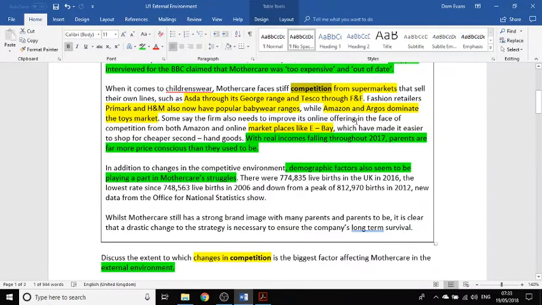Some say the firm also needs to improve its online offering in the face of competition from both Amazon and online marketplaces like eBay, which have made it easier to shop for second-hand goods. So not only are there the supermarkets and Amazon and Argos, all of which are very efficient retailers who have entered this market, now there's a whole new market sprung up for second-hand baby gear, which is providing cheaper second-hand goods. With real incomes falling throughout 2017, parents are far more price conscious than they used to be.